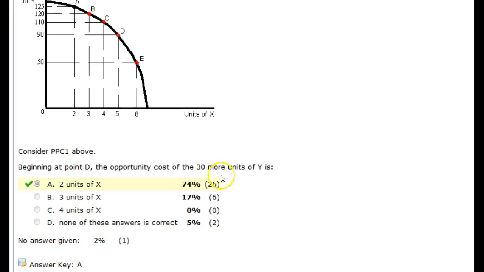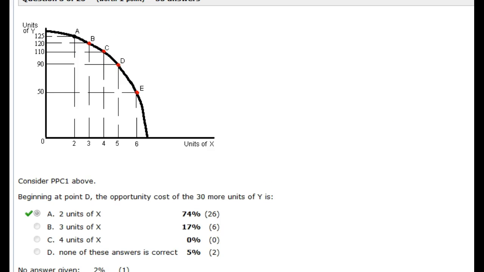Okay, pretty good here. 74% got this right. The opportunity cost of 30 more units of y. So starting from D, where you have 90 units of y, the opportunity cost of 30 more, that means you're going to add on 30y. What are you sacrificing? That's what opportunity cost is all about. And it looks like you're going to sacrifice 2 x's to get those 30y.